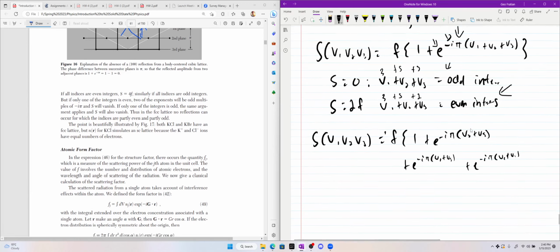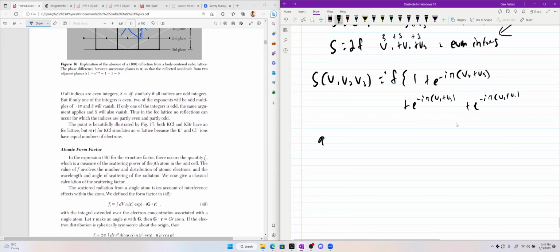So then, if we have all even integers, S is going to be 4f, right? All of these sums are even, so we have e to the negative i pi times an even number, which is going to give us a 1. So we get a 1 here, a 1 here, and a 1 here. So we get S equals 4f.